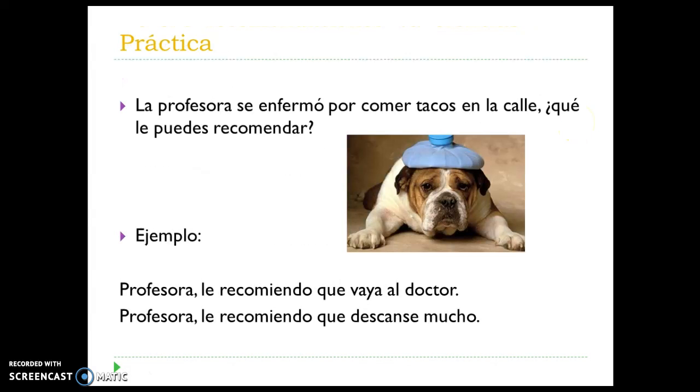Here's another example of the subjunctive in use. The prompt says, the professor ate street tacos and now I'm sick, right? I ate the street tacos, so I got sick. What do you recommend to me? Look here to make sure that we understand this. This le is referring to the professor, because typically in a school situation there's more formality. So you would use the él, ella, usted form, right? You would use usted instead of tú to indicate that formality.